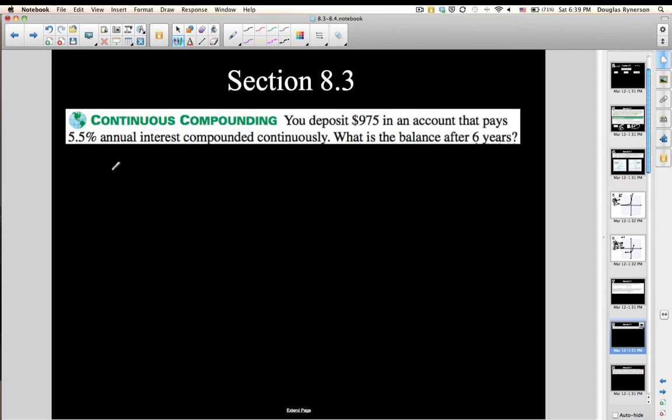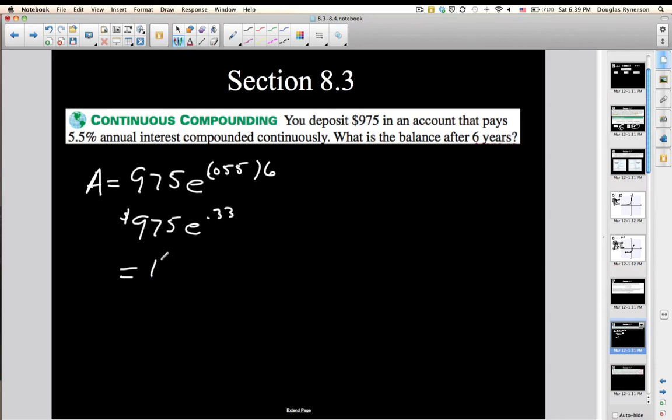So if we use this in a problem, I know that the amount of money I have will be equal to my principal. I deposited $975 in an account, that's my principal, times Euler's number, because I'm compounded continuously, taken to the RT power. So my rate is 5.5%, that's 0.055 for 6 years, so it'd be 0.055 times 6. That'll be $975 times e to the 0.33 power, which will be equal to $1,356.19.